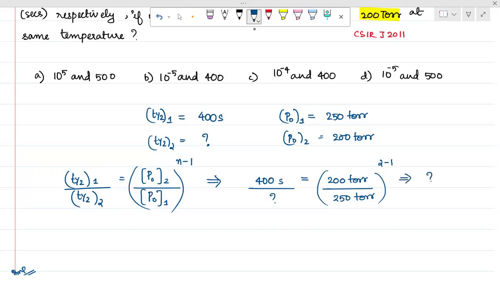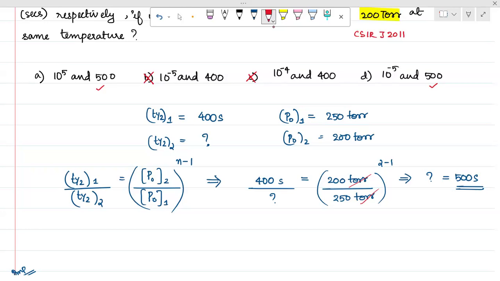That's it. So you will get 400. Let me calculate. 400 into 250 divided by 200 it is. So I'm getting 500 seconds. So it's not option C or B. It's either A or D.